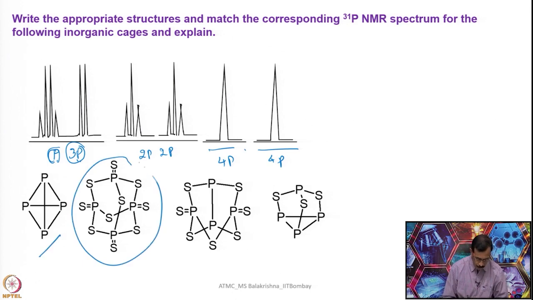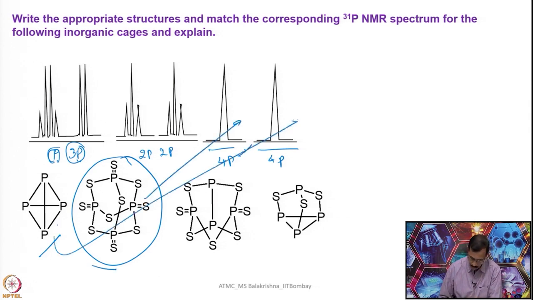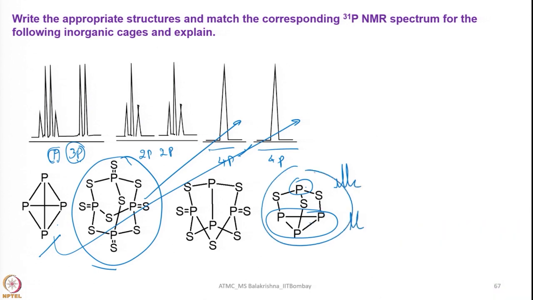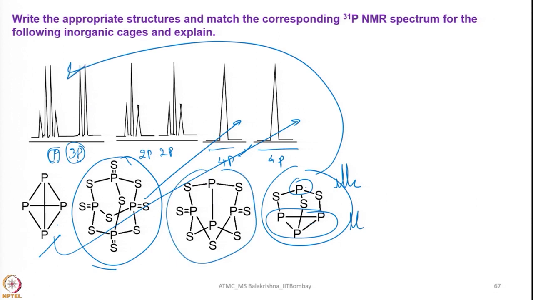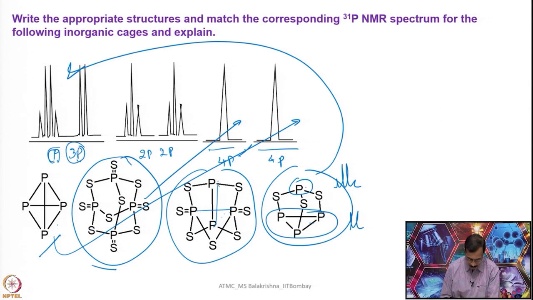Now if you look at this one, this is another product. In this one, all phosphorus atoms are equivalent, very similar to this one, so this also shows a single signal. So this is for this one, let us assume. And here, these are of one type and this is of one type, so this will show a quartet and this will show a doublet. So this one is for this one. And now the other one is left. If you see here, this is of one type and this is of one type. These two will split into a triplet and these two will split into a triplet, and this is for this one.